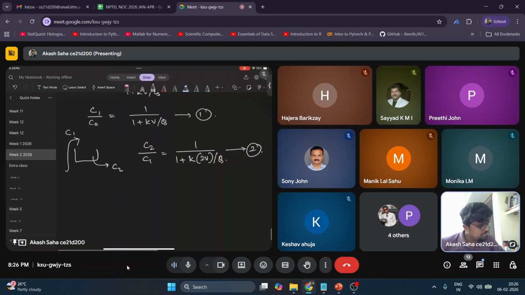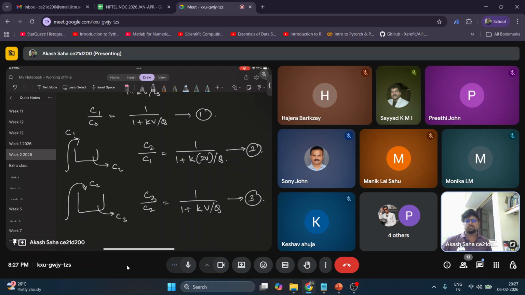Now what will be my third equation? The third equation will be the same: C2 will be coming in and whatever is going out is C3. So it will be C3 by C2 equal to 1 by 1 plus kV by Q. This is my equation 3. So these are all my equations.